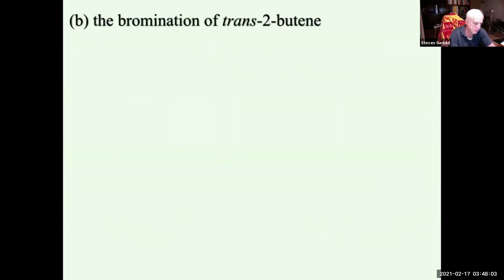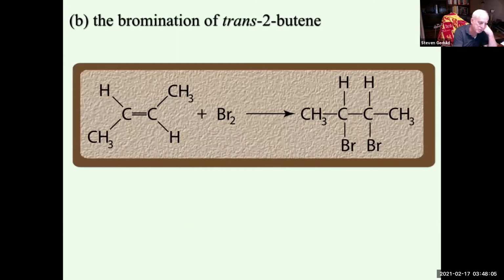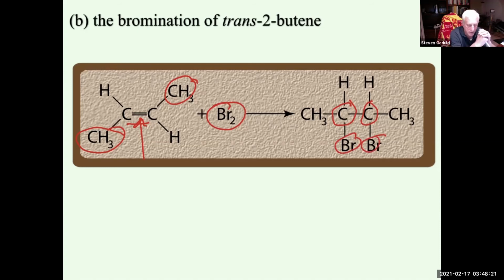Bromination of trans-2-butene. So here's trans-2-butene. Okay, double bond at number 2. You attack this double bond with bromine. So where there was a double bond at number 2, you've added a bromine across it. And it's 2,3-dibromobutane.